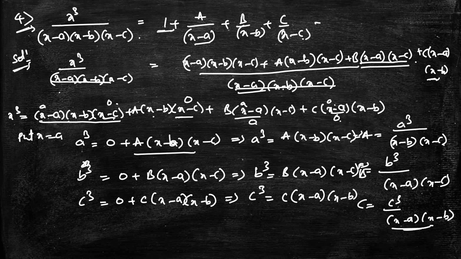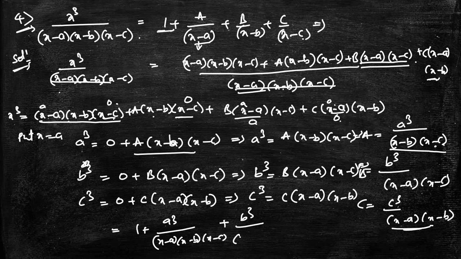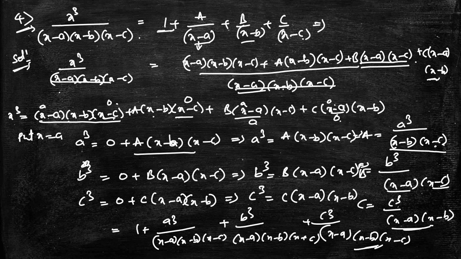So I will substitute these values in this equation, so the answer will become 1 plus a is equal to a cube divided by, in this total (x - b)(x - c), x minus a is already there, so (x - a)(x - b)(x - c). So here plus b cube divided by the same denominator, because x minus b is also there, (x - a)(x - b)(x - c), so plus c cube divided by the same value (x - a)(x - b)(x - c). So this is the answer for this given question.